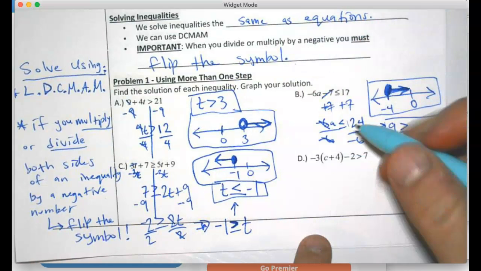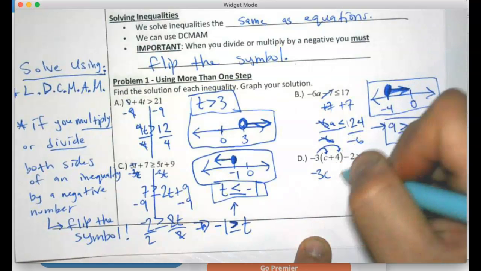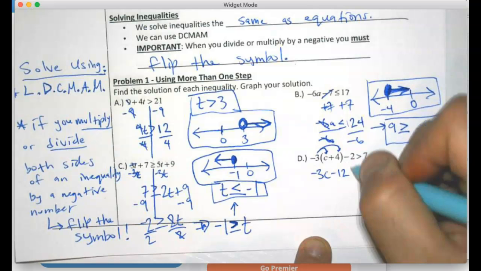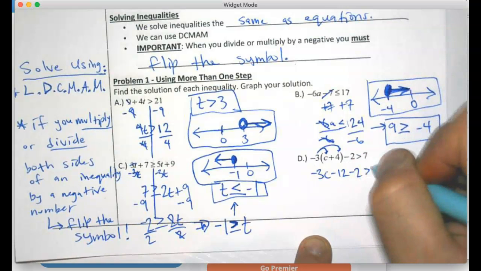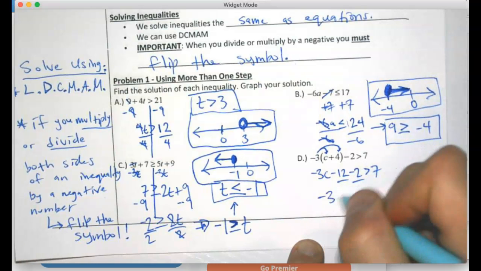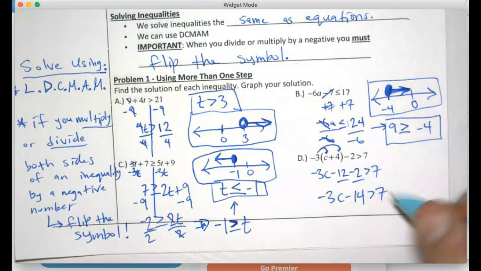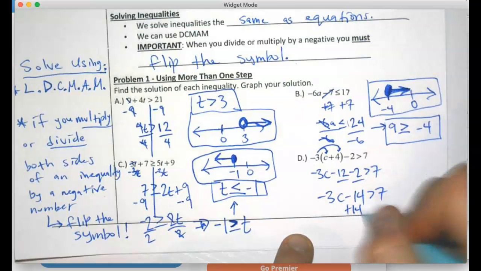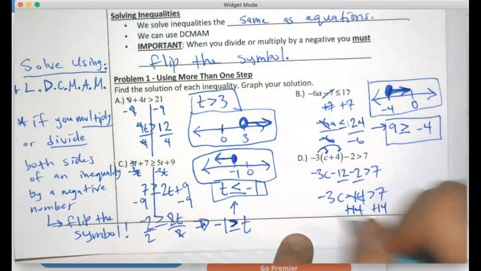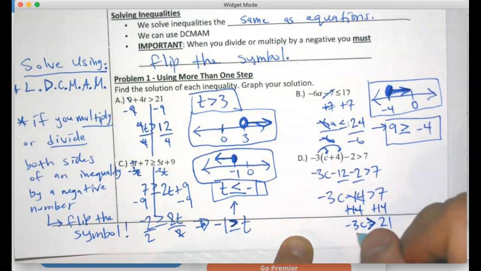Next problem here, I'm going to distribute as my first step. -3 times c is -3c. -3 times 4 is -12. Bring that -2 along, is greater than 7. So combine like terms now. -12 minus 2, -3c minus 14 is greater than 7. Then I'm going to add 14 as my next step. 14's gone. Bring down the -3c. I accidentally put equals, but it's a greater than symbol. Sorry about that. 7 plus 14 is 21. One more step here, guys.